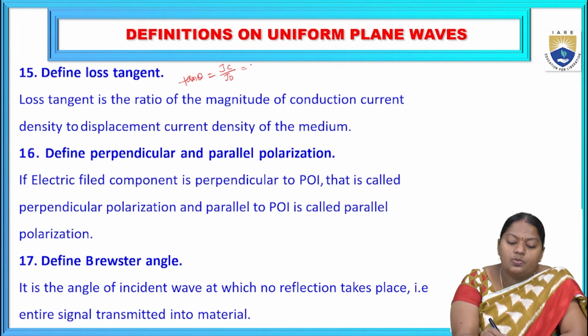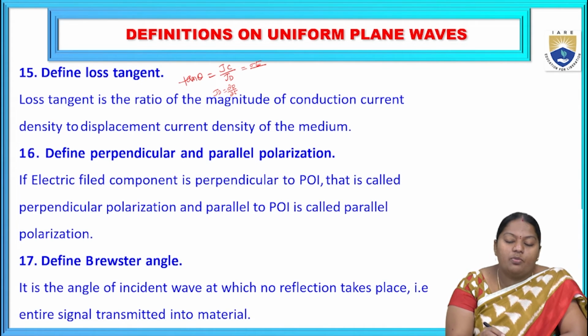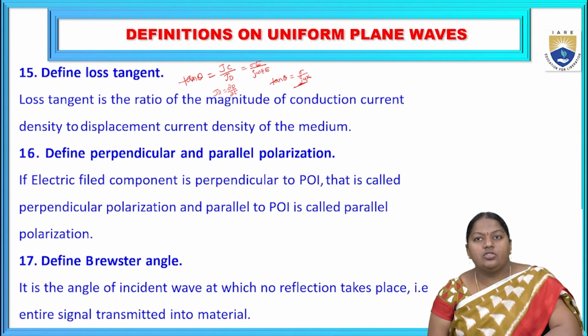Jc is expressed as sigma into E, and Jd is given by dou D bar by dou t. For time varying fields, if the change dou by dou t is replaced with j omega, and D can be expressed in terms of epsilon and E, it is given by j omega epsilon into E bar. Then from this, tan theta equal to sigma by j omega epsilon is given as the loss tangent.